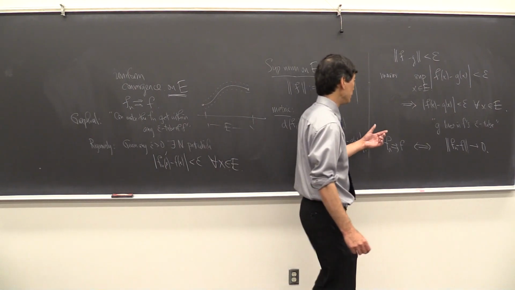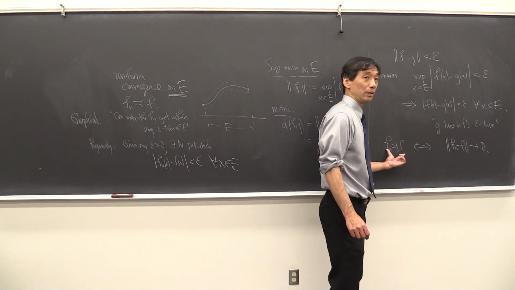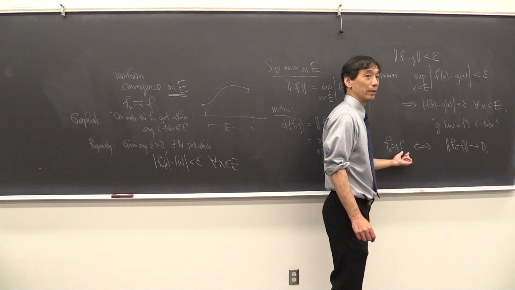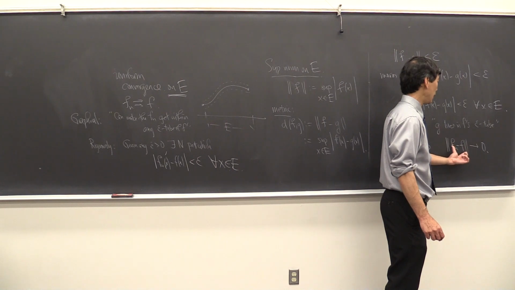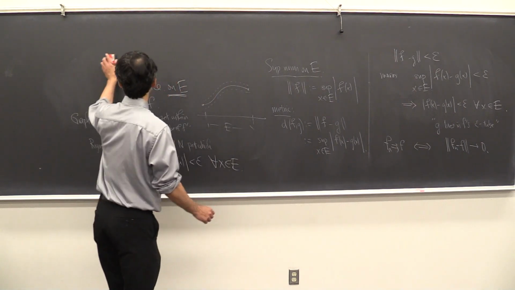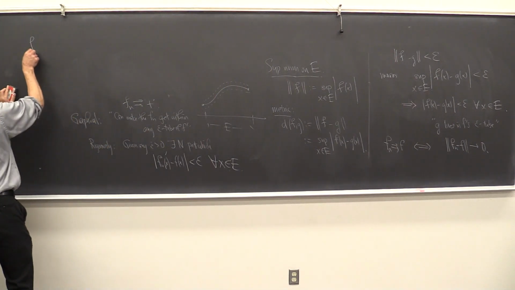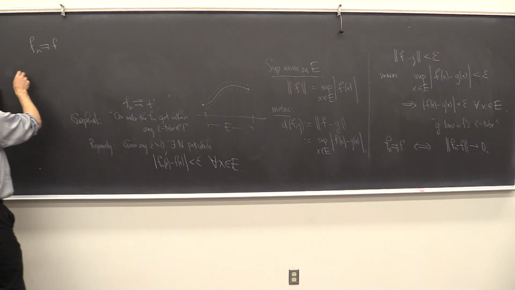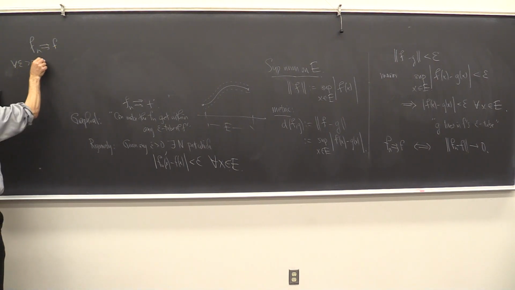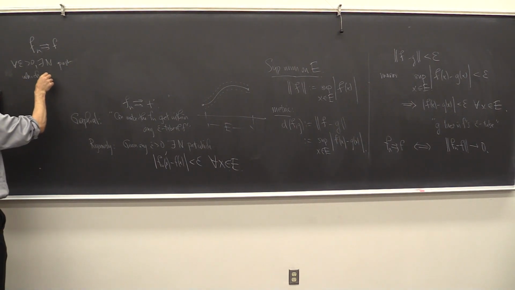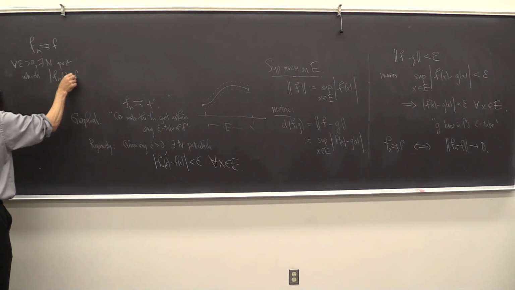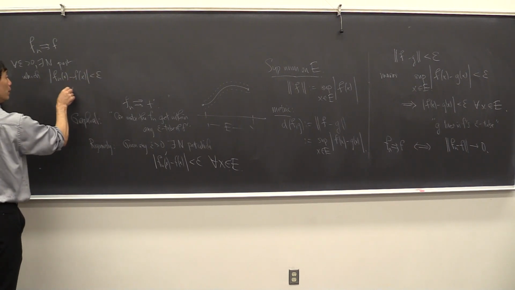Right? Because we can find a time past which everybody here lives in the epsilon tube of this guy. But that's the same thing as saying that we can find a time past which, let me write this out. Fn converges to F uniformly means that for all epsilon greater than 0, there's a time past which this thing is smaller than epsilon for all x in E.